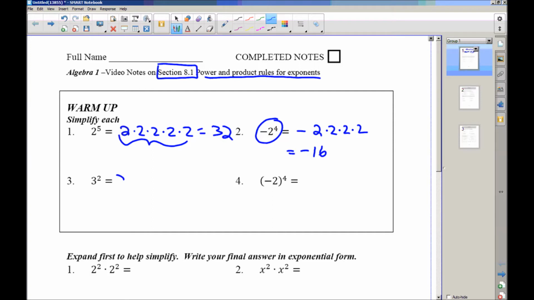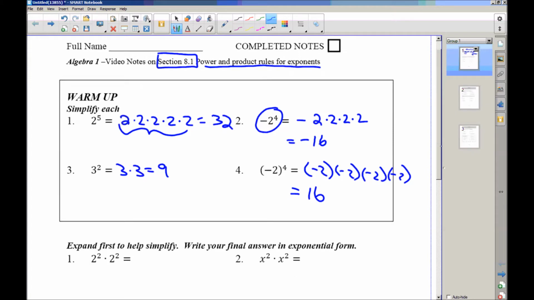All right, 3 squared is 3 times 3, which is 9. And then our last one, order of operations, parentheses come before exponents, so we would have to use the negative 2 4 times here. So negative 2 is the actual base. In number 2, positive 2 was the base, and then the whole thing was negative. And in number 4, negative 2 is the base. Okay, so when I multiply these together, they make 16. It's the most common missed parts of exponents.